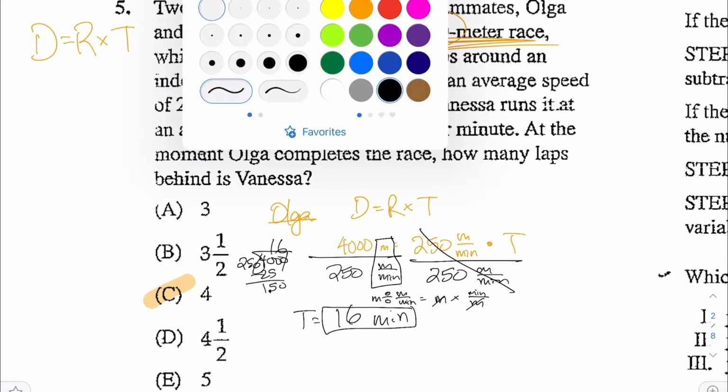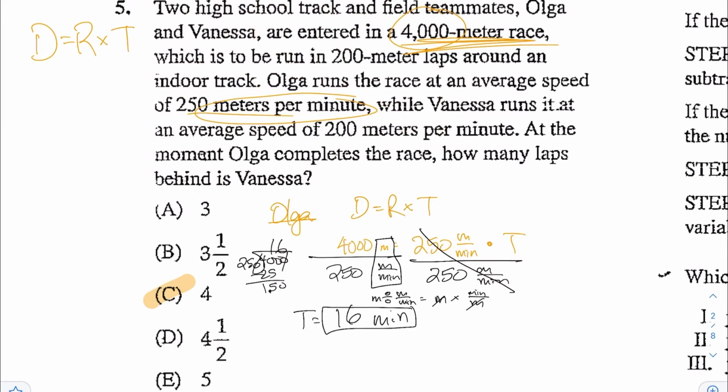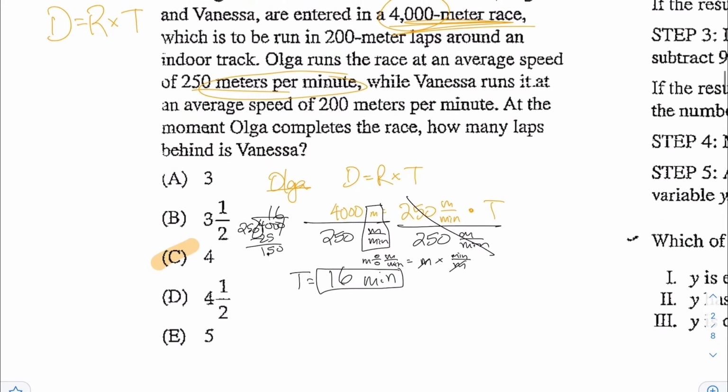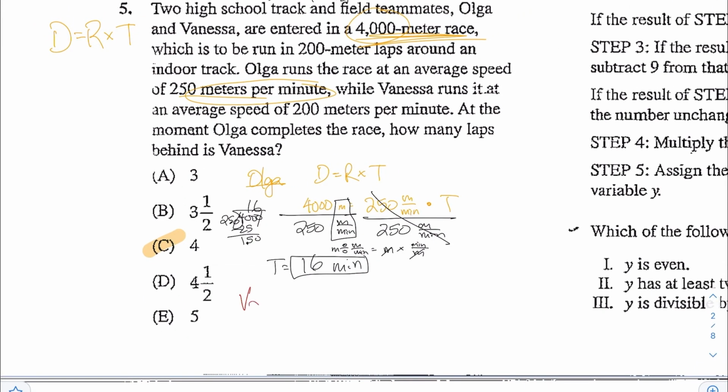All right, now you do the same thing for Vanessa. So for Vanessa, again, you use d equals r times t. And you want to look for t. So t is going to be equal to d over r. So in this case, it's going to be 4,000 meters again. And this time her rate is 200 meters a minute.